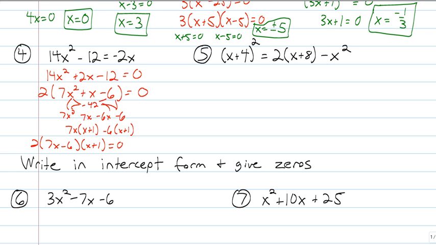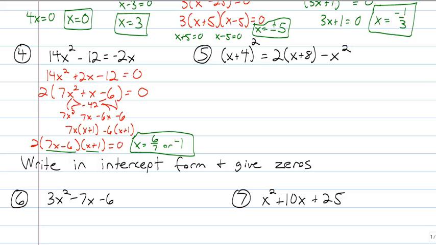Set both pieces equal to 0 again. Again, the 2 does not matter here. So we'll get x is equal to positive 6/7 or negative 1. Those are my two solutions by setting both those pieces equal to 0. So, last one for this section.